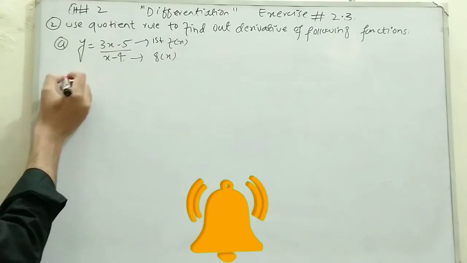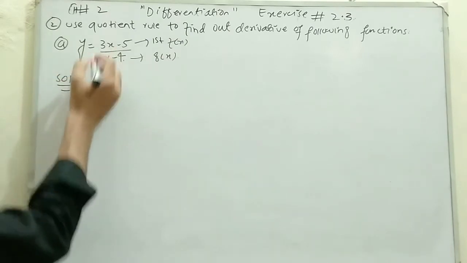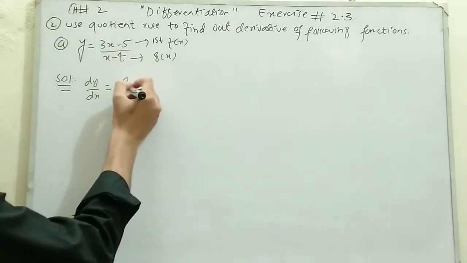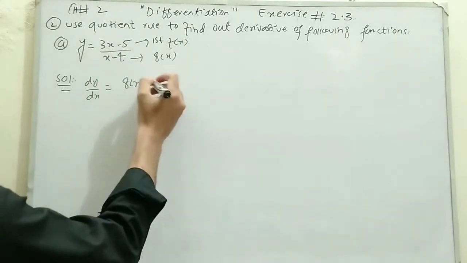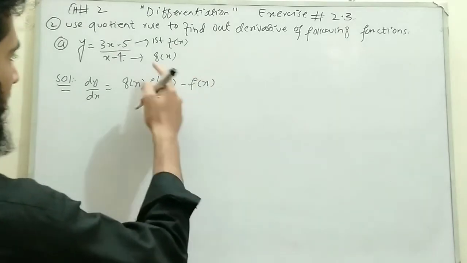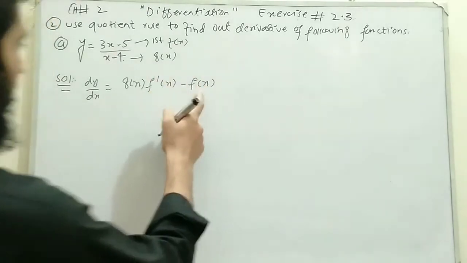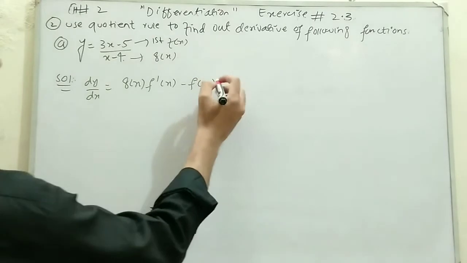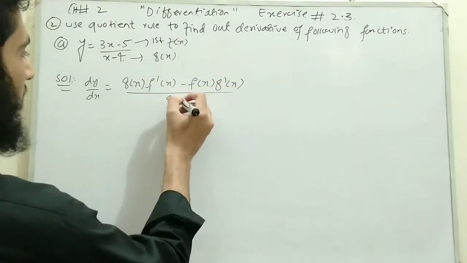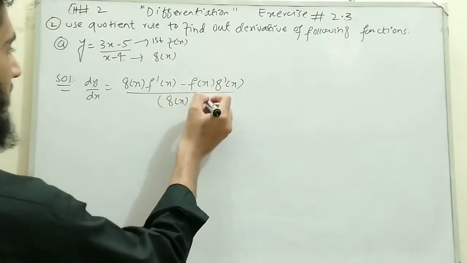So we learned a formula in the previous video that dy by dx for the quotient rule will be equal to the second function g of x times the derivative of the first function f prime of x, minus f of x times the derivative of the second function, which will become g prime of x, divided by g of x whole square. Using this formula, we get the required result.